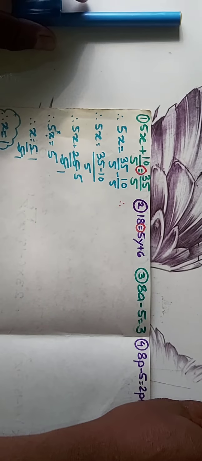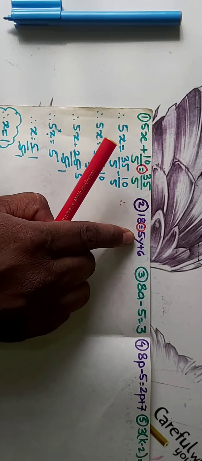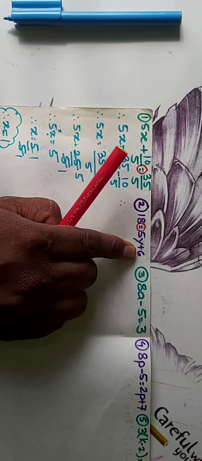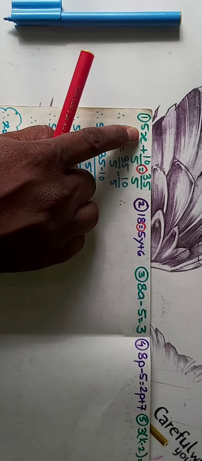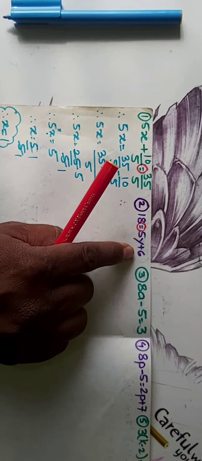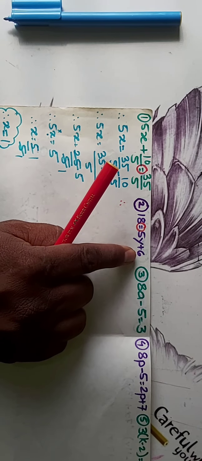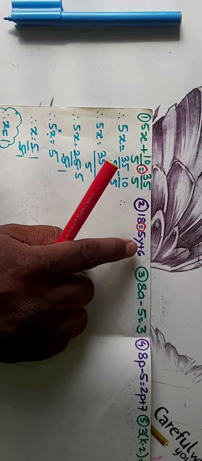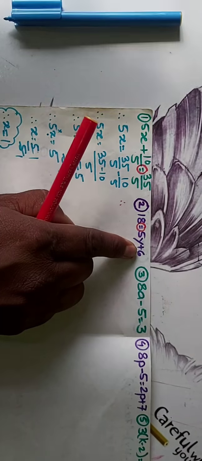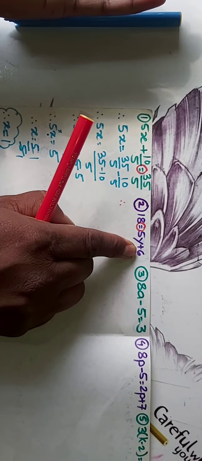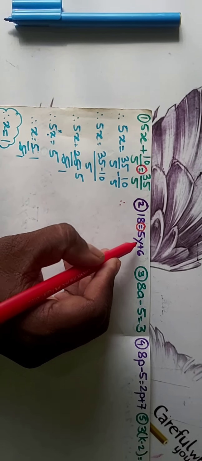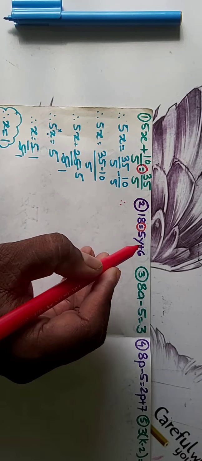Second one students, 18 is equal to 5y plus 6. Here 5y, this plus 6 we have to transpose now. Always the term having the variable we keep aside, and only the number that doesn't have the variable, that we have to transpose. Now here we can transpose to the left hand side or the right hand side, no problem. We have to find out the value of this y.